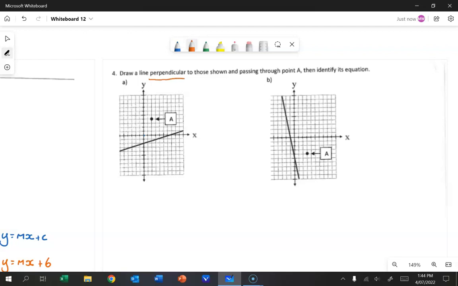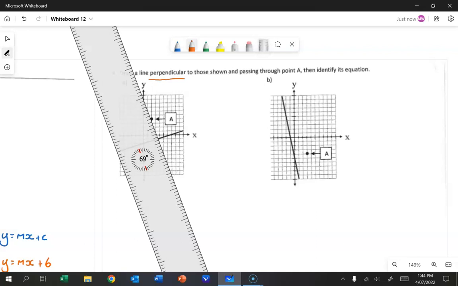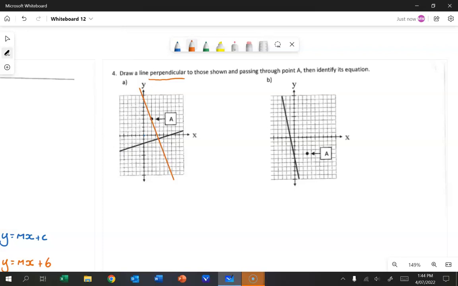Now, a perpendicular line is one that is at right angles to your line. So that will look something like this. And it's very similar to finding a parallel line. The first thing we need to do is find what the equation of the original line is. So in this case, the original line will follow the same rules as all the others, so it'll be a y equals mx plus c.